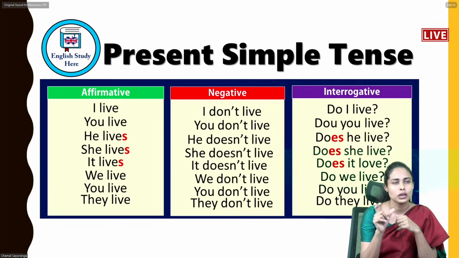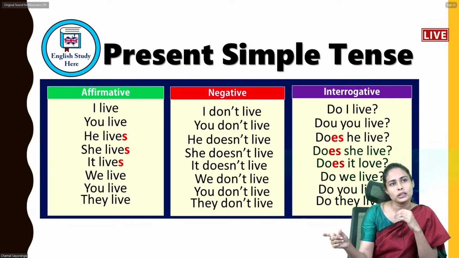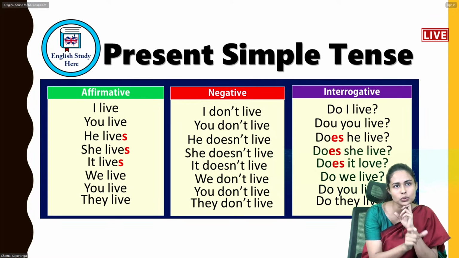I live, I do not live. If you want to ask the question whether I live, you can bring the helping verb do to the front, and then: do I live? I live, do I live, then it becomes a question. She lives, does she live?